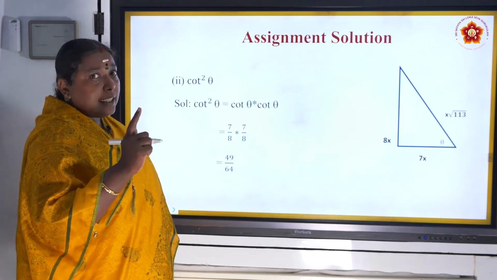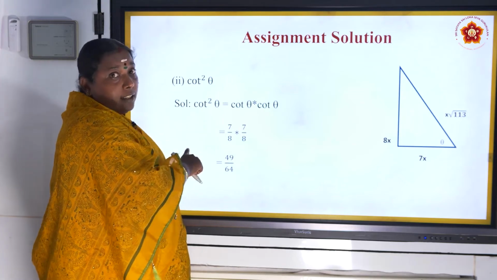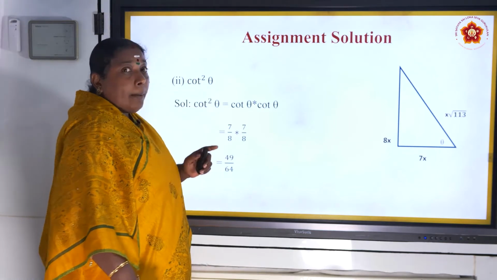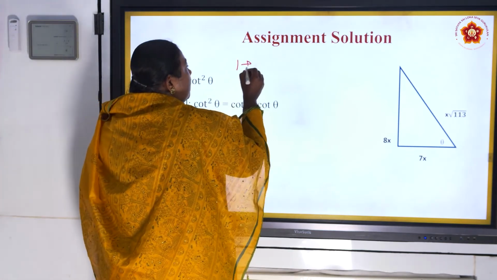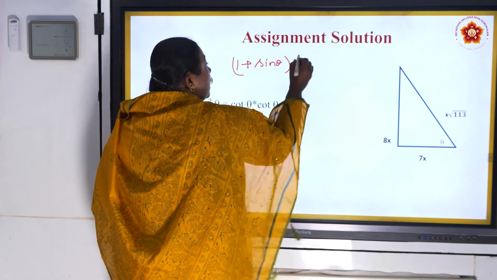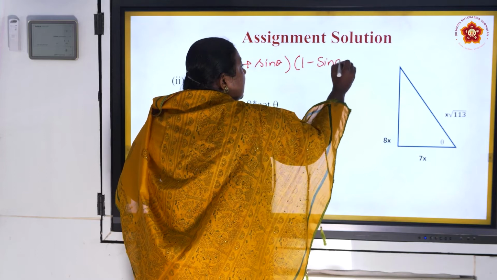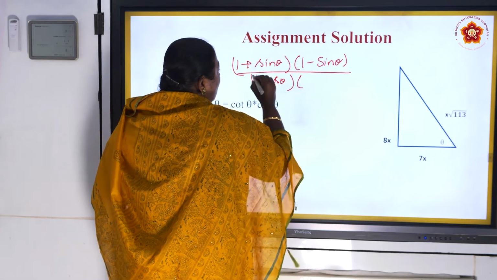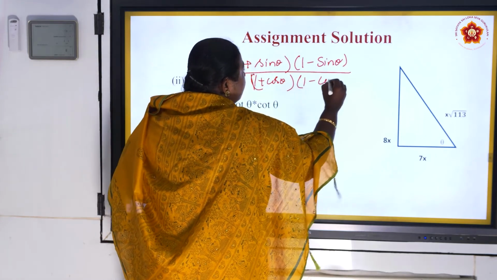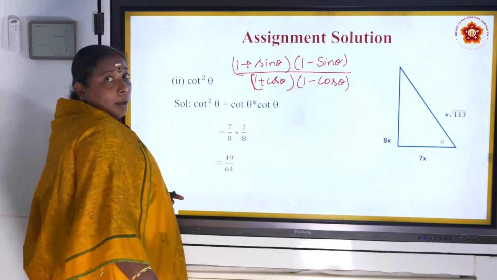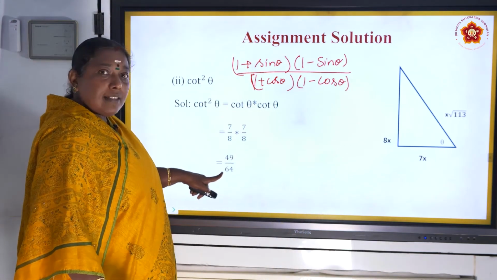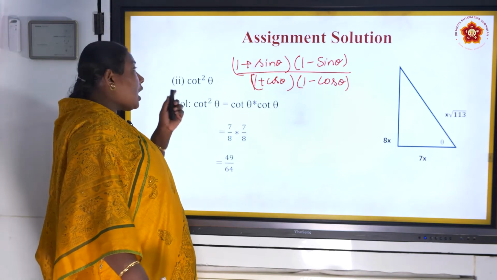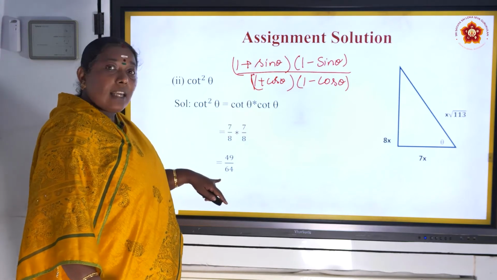Now you have to think, you have seen it. Now what is my question here? Cot square theta. Previously my question was 1 plus sine theta into 1 minus sine theta divided by 1 plus cos theta into 1 minus cos theta. But for both I got the same answer. Why am I getting the same answer for both? This is cot, but that is sine and cos.